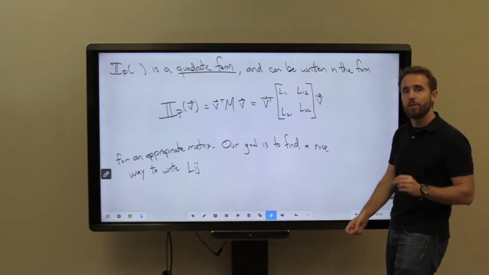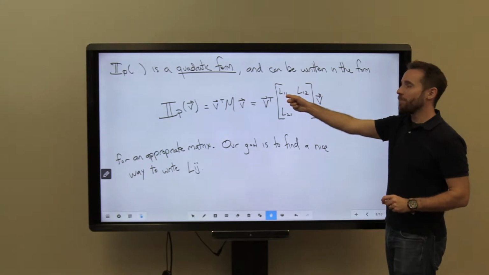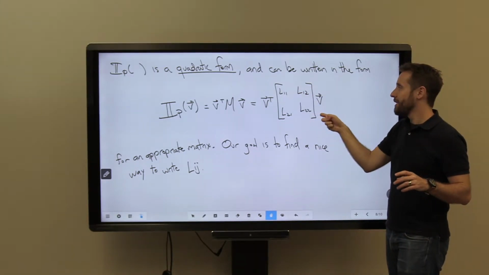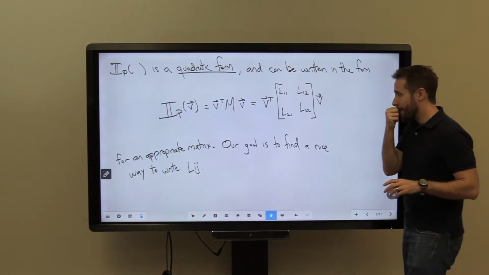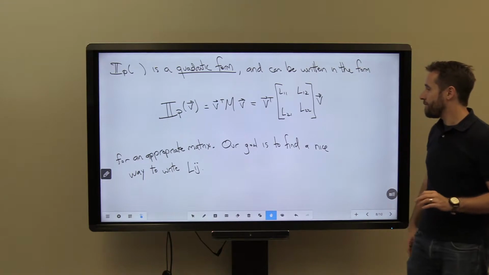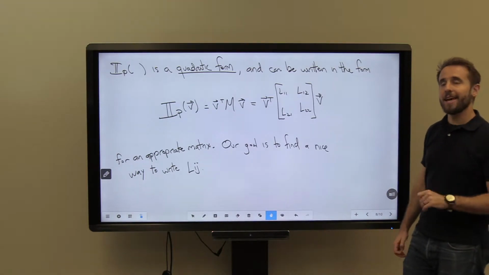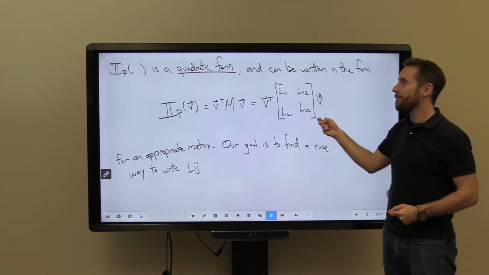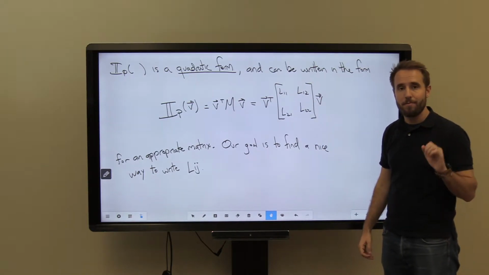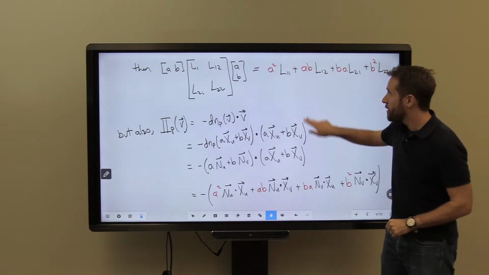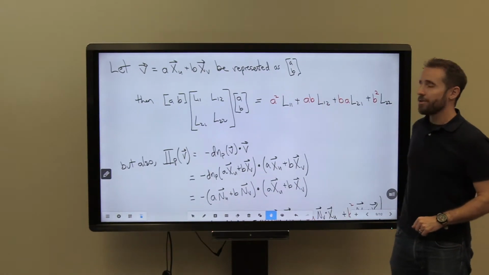And the entries, we'll denote these as L11, this is a capital L, L11, L12, L21, and L22. Our goal for the short term, for the rest of this video, is to try to find a nice way to write the entries Lij. So what are the entries of this appropriate matrix?